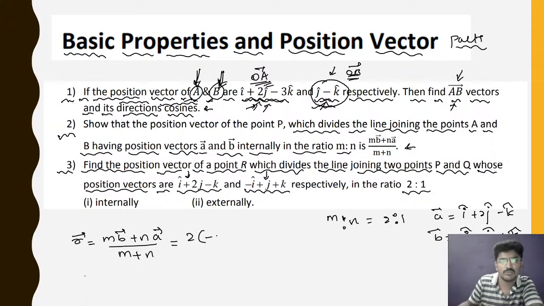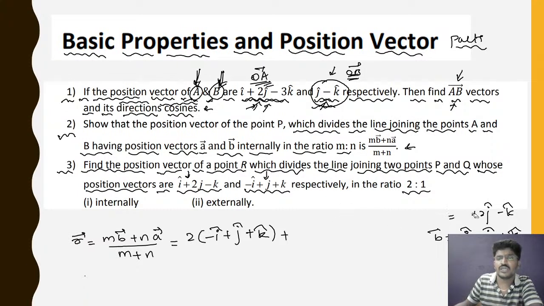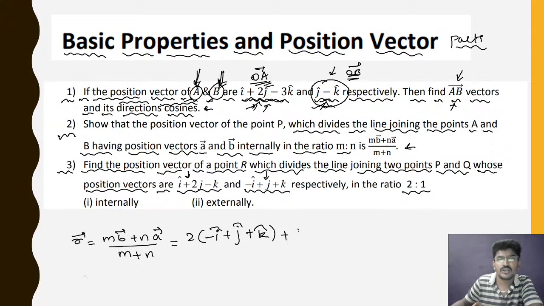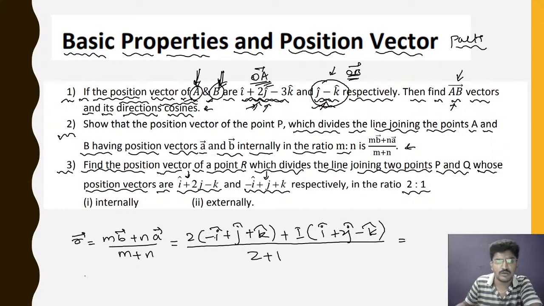vector B, that is minus I cap plus j cap plus k cap, plus what is n? The n value is 1. You can use that n equal to 1. Take here n is 1. What is A? I cap plus 2j cap minus k cap. So this will be 2 into minus I cap, plus I cap, minus 2 I cap plus I cap.